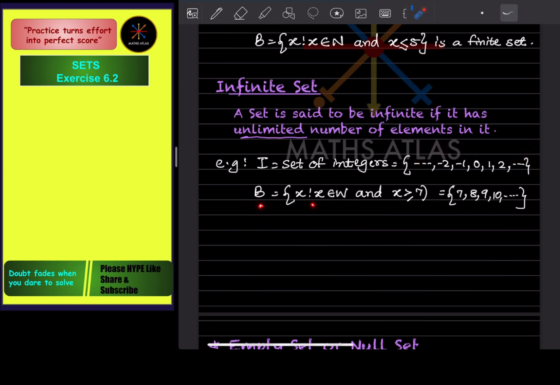Again, B is equal to x such that x belongs to W, the whole numbers, and x is greater than or equal to 7. Equal to 7 means 7 should be there: 7, 8, 9, 10, and greater than 7 means it can be infinite. It will go on. So this is the infinite set.